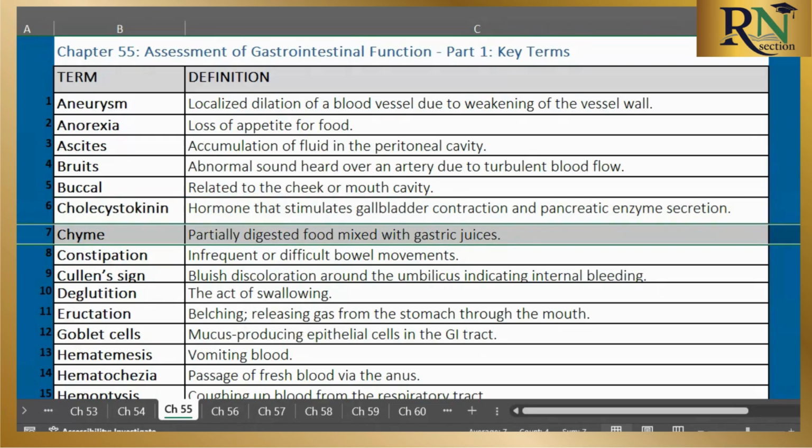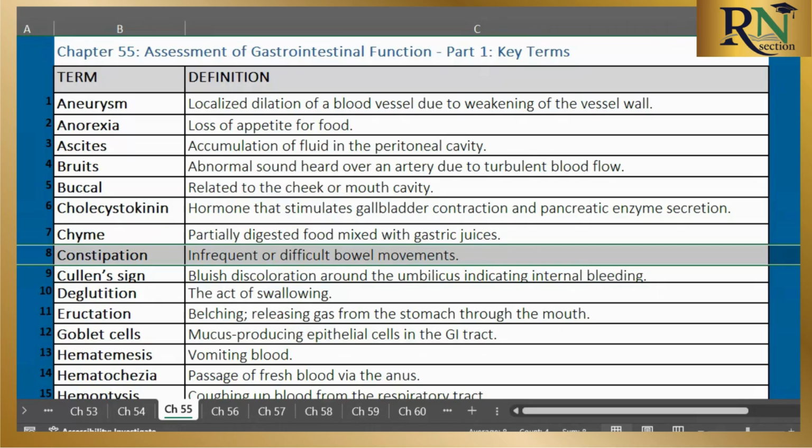Chyme: partially digested food mixed with gastric juice. Chyme is like a stomach kind of soup. Constipation: infrequent or difficult bowel movements. It's when the stool is stuck.